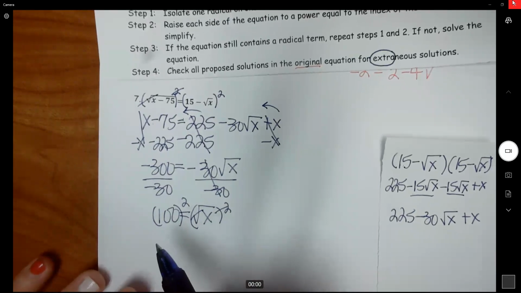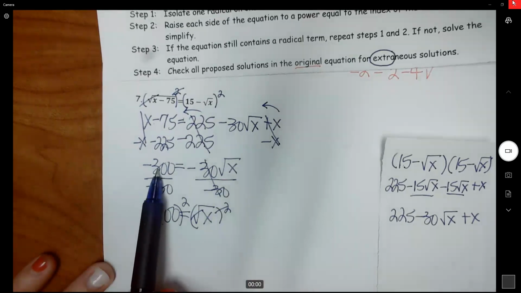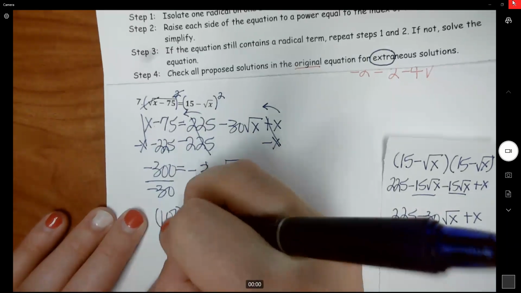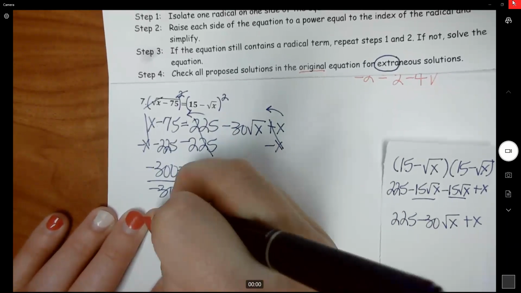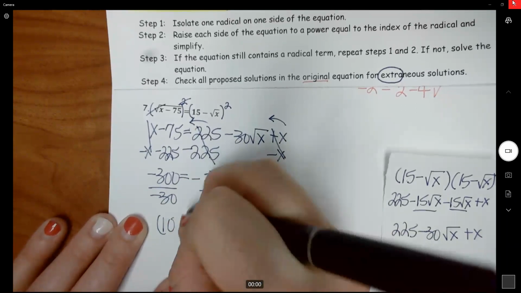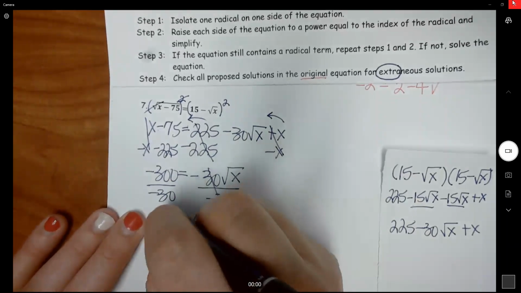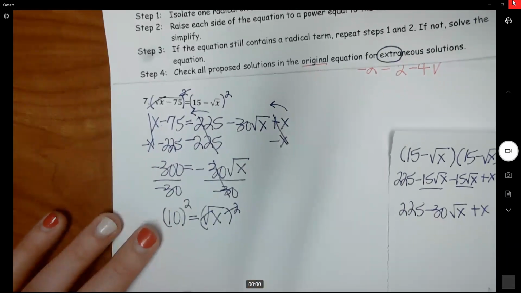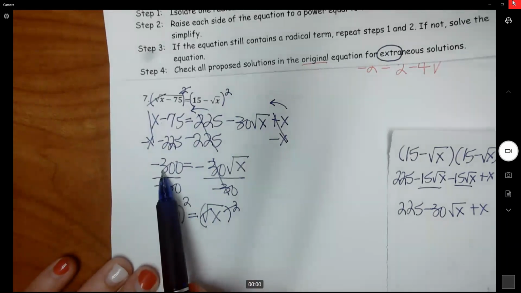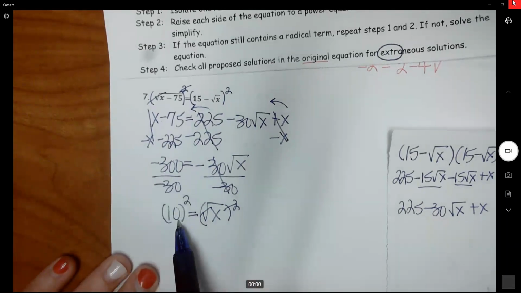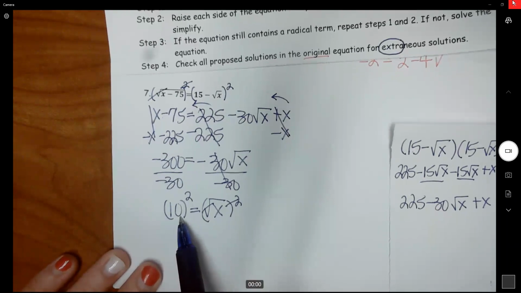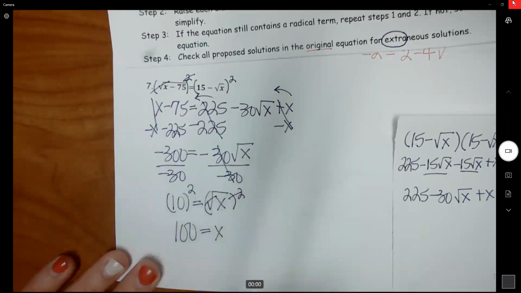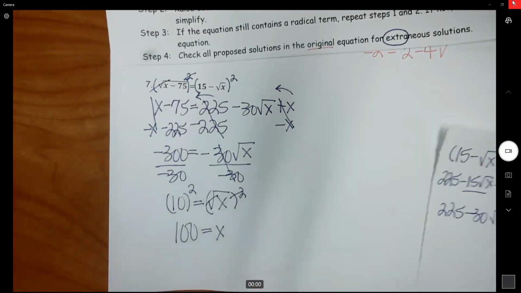And let's back up for just half a second, sorry. Negative 300 divided by negative 30, this is supposed to be 10. Okay, negative 300 divided by negative 30 is 10. I put 100. Because now 10 squared is 100. Sorry about that.